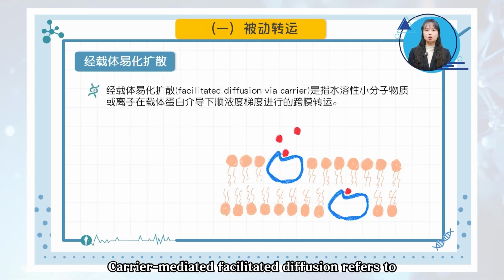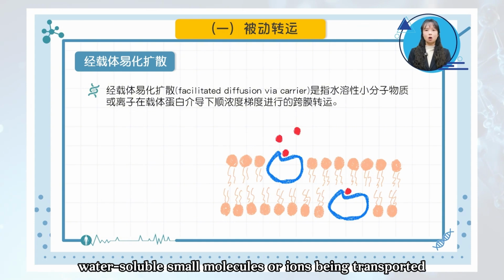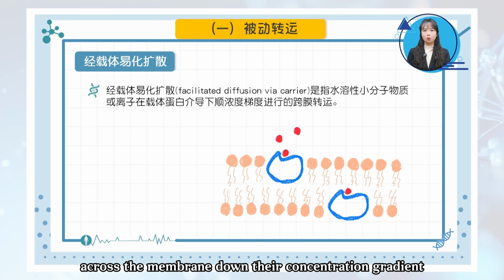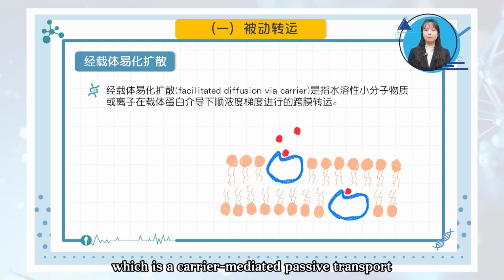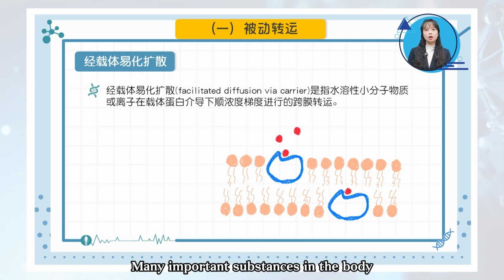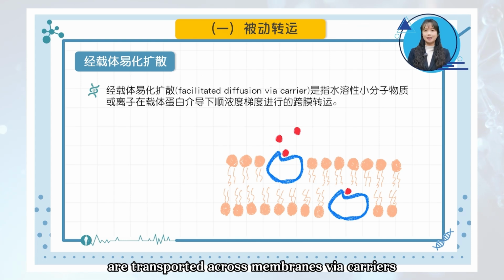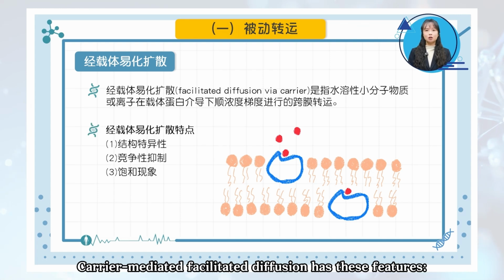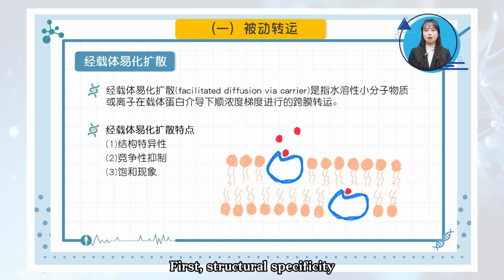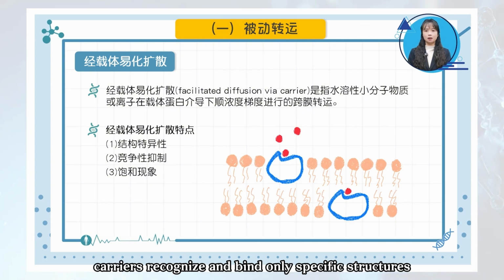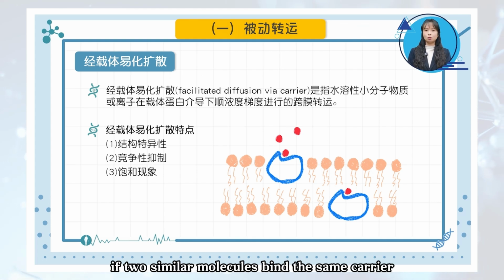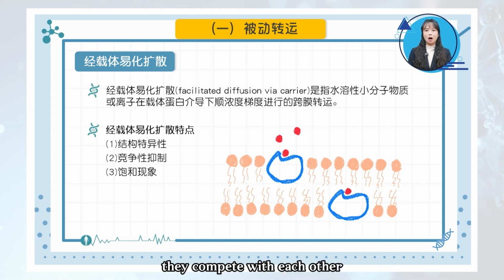Carrier-mediated facilitated diffusion refers to water-soluble small molecules or ions being transported across the membrane down their concentration gradient, which is a carrier-mediated passive transport. Many important substances in the body are transported across membranes via carriers, for example glucose and amino acids. Carrier-mediated facilitated diffusion has these features. First, structural specificity. Carriers recognize and bind only specific structures. Second, competitive inhibition. If two similar molecules bind the same carrier, they compete with each other.